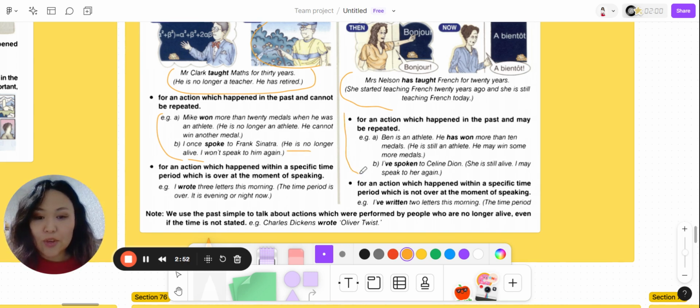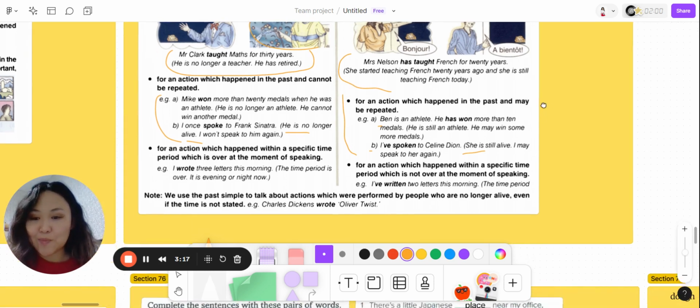Next one, present perfect, for an action which happened in the past and may be repeated. Ben is an athlete. He has won more than 10 medals. And yeah, he's still an athlete. That's why he may win some more medals in the future. Next one. I've spoken to Celine Dion. She's still alive, and I may speak to her again.